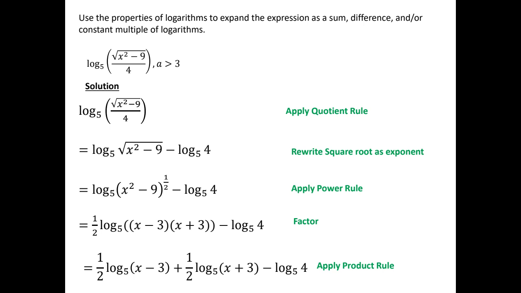So if you see, I expanded a single log to multiple logs. This one expanded to 3 different logs, all with a power of 1. None of them have exponents. Now the 4 can be written as 2 squared, but I can't apply the power rule, so the homework will accept this as a 4.